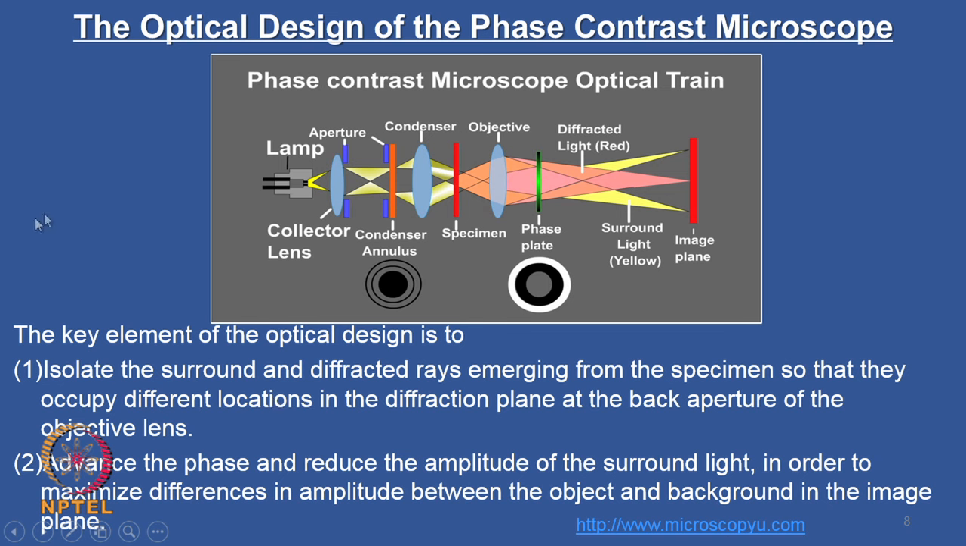Look at this schematic. You have the light source, the aperture lens, and a condenser annulus, like the opaque stop which I mentioned. Then you have a condenser, specimen, objective, and then a phase plate. The phase plate is going to alter the outgoing rays again. We will see what the phase plate does in much more detail. You have the rays coming out, the surround light as well as the diffracted light, and finally you see the image plane.